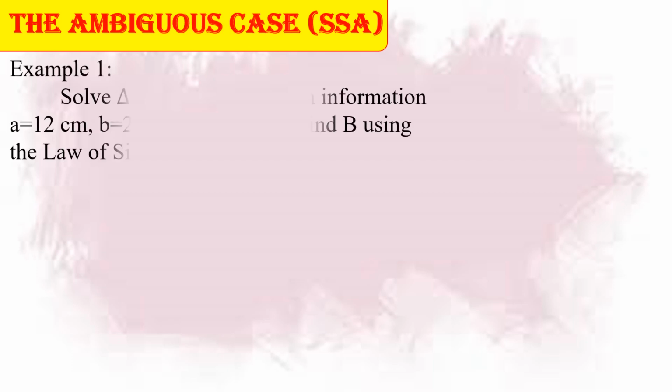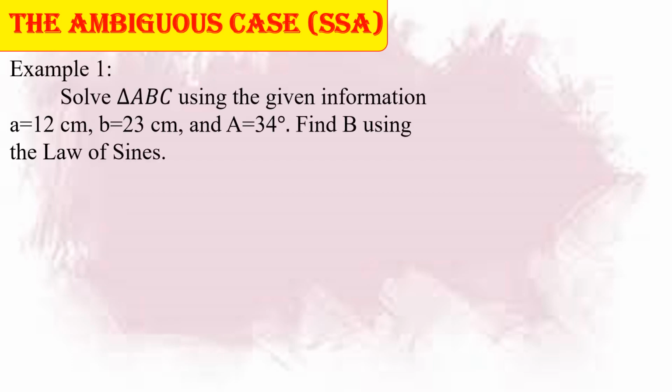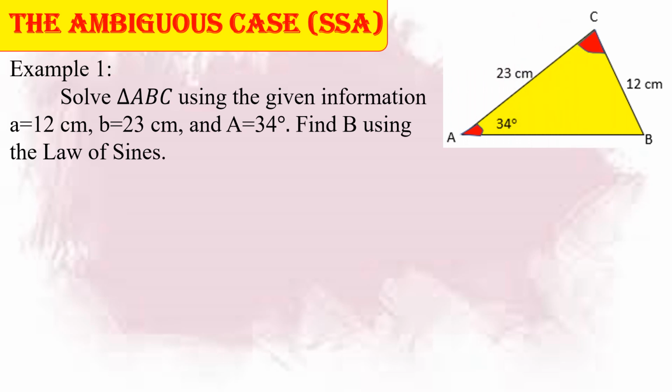Let's proceed now to our first example. Solve triangle ABC using the given information. A is equal to 12 centimeters, B is equal to 23 centimeters, and angle A is equal to 34 degrees. Find B using the law of sines.